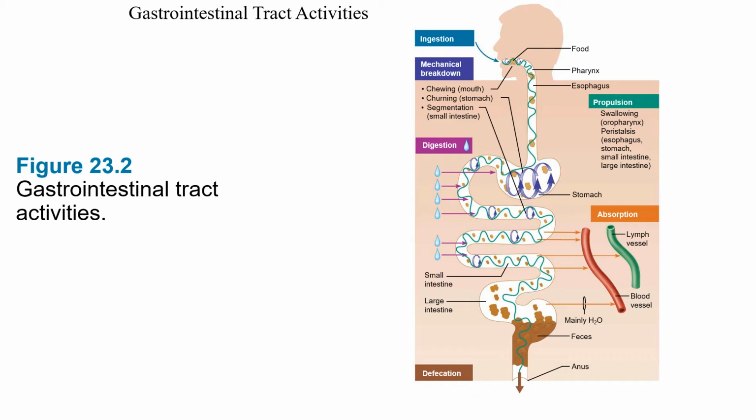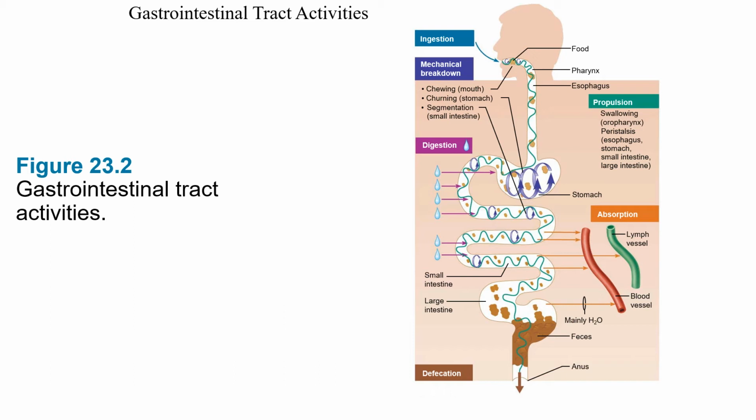So let's look again. Here you need to make sure that you write down these 6 steps in your notes and you know where each step takes place. Ingestion. In the mouth, we have mechanical and chemical digestion, mechanical breakdown. Propulsion occurs in the esophagus. It also takes place in the stomach, in the small intestine, and the large intestine.